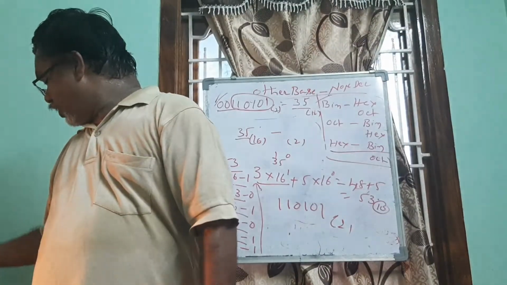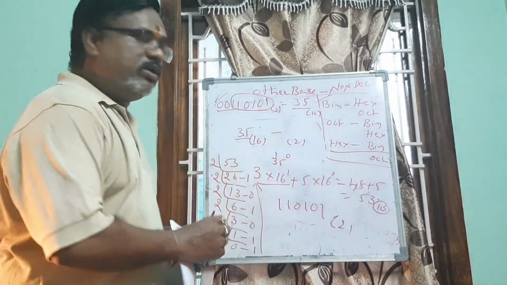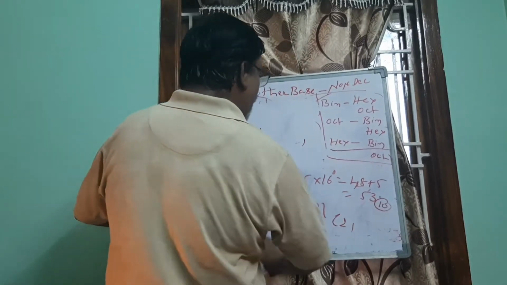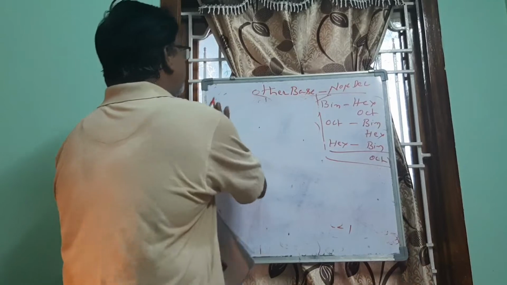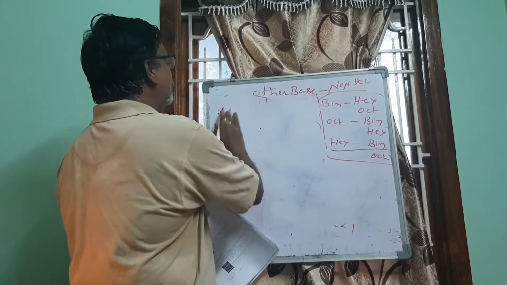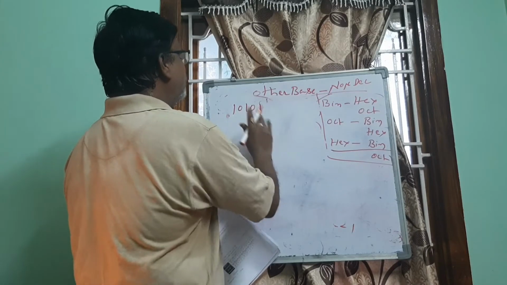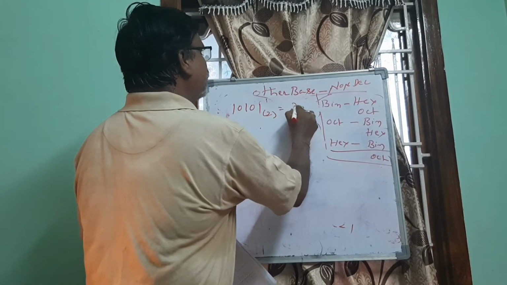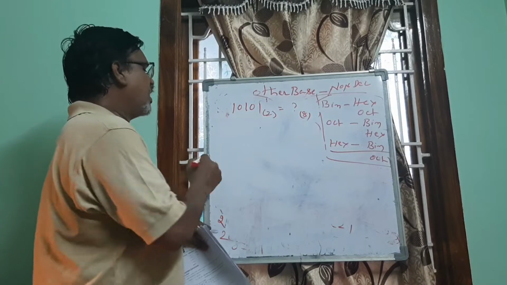Now take one more example, converting a binary number to octal. Here you need to know the octal table. You take the binary number 10101 and convert it to octal. For this you must know the octal table.